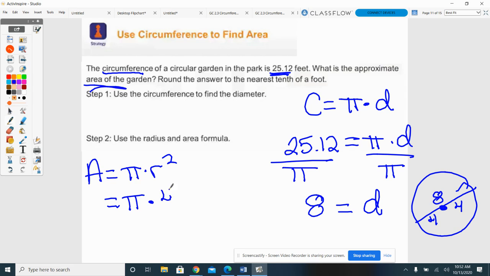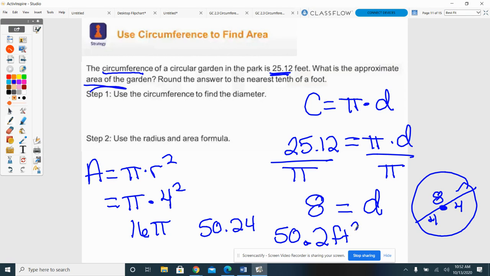So pi times 4 squared, that is 16 pi. You can type that into your calculator, and you get 50.24. The 4 makes the 2 stay where it's at, and I get 50.2 feet, and area is squared. So first we found the diameter, which was 8 feet. Then we found the radius, which was 4 feet. Then we could find the area.